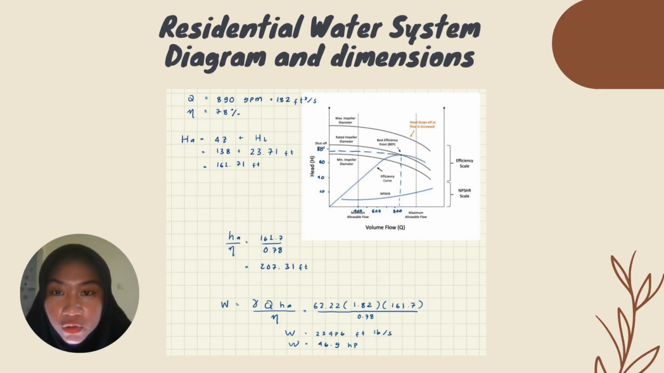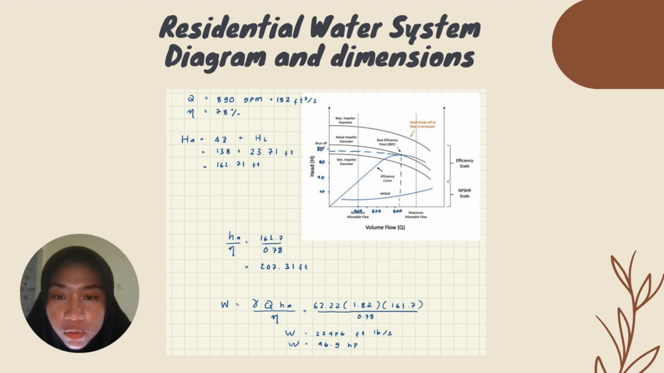So here are the Q. The Q attained is 890 gallon per minute, or equivalent to 1.82 feet cube per second. So the efficiency of the pump is 78%, and the HA is 161.71 feet.